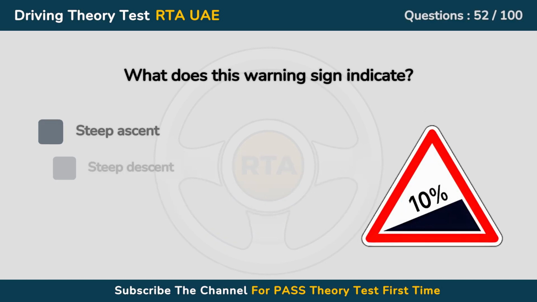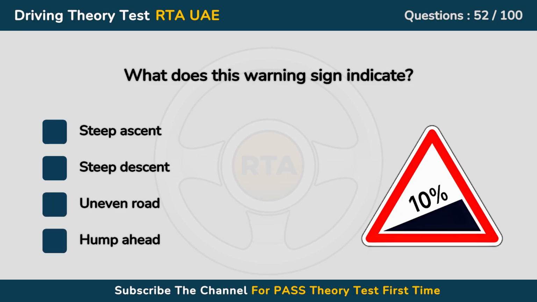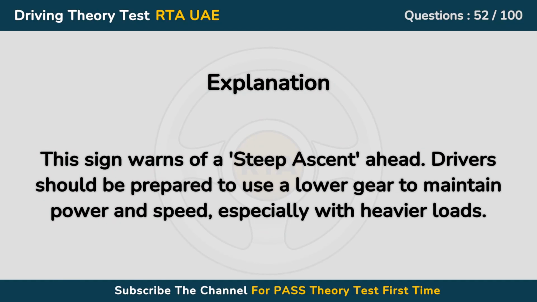Question 52. What does this warning sign indicate? A. Steep ascent. B. Steep descent. C. Uneven road. D. Hump ahead. Answers is A. Steep ascent. This sign warns of a steep ascent ahead. Drivers should be prepared to use a lower gear to maintain power and speed, especially with heavier loads.